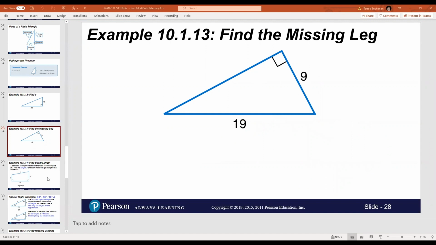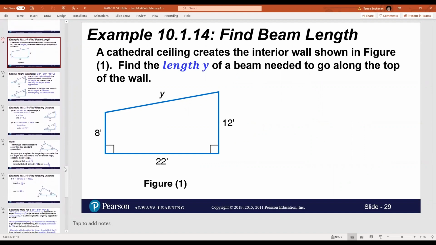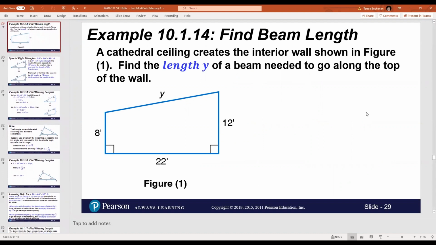And let's talk about cathedral ceiling. We seem to see this one a lot, like a perennial word problem. Cathedral ceiling creates the interior wall shown in figure 1. Find the length Y of a beam that is needed to go along the top of the wall.